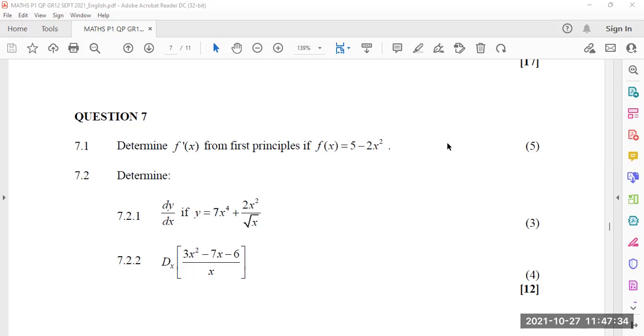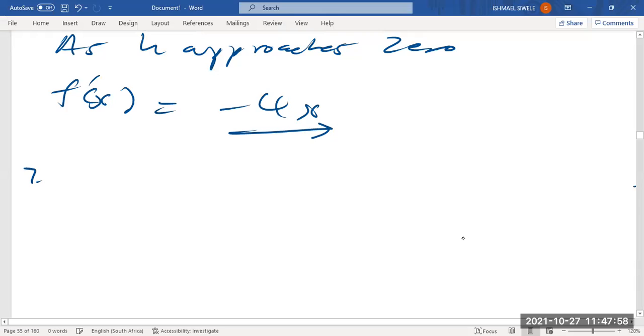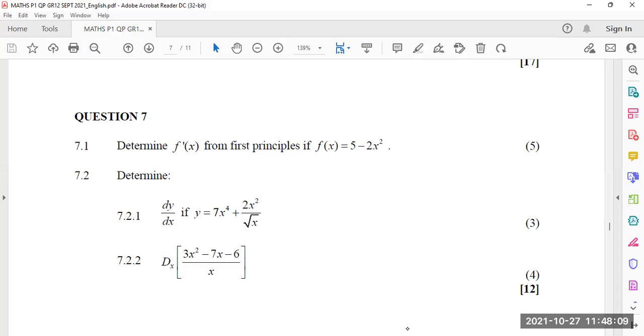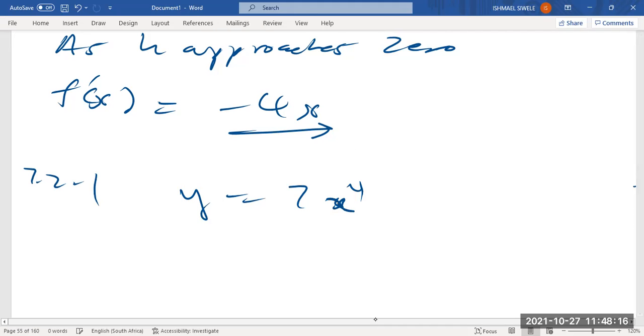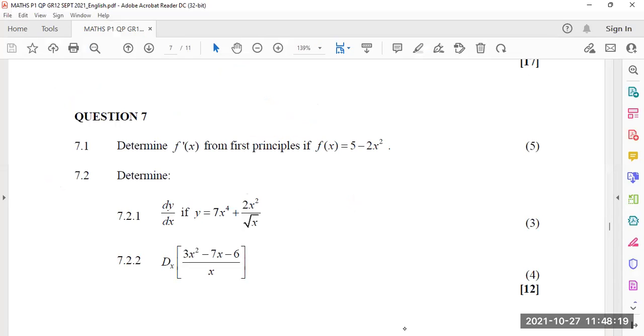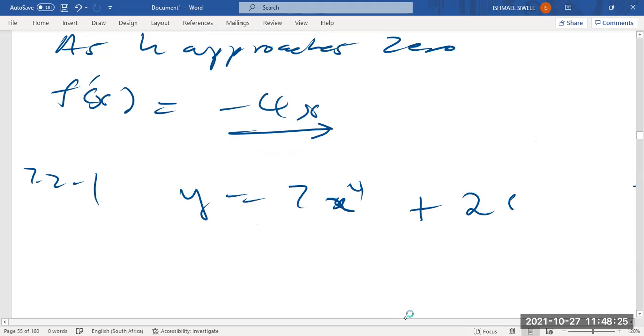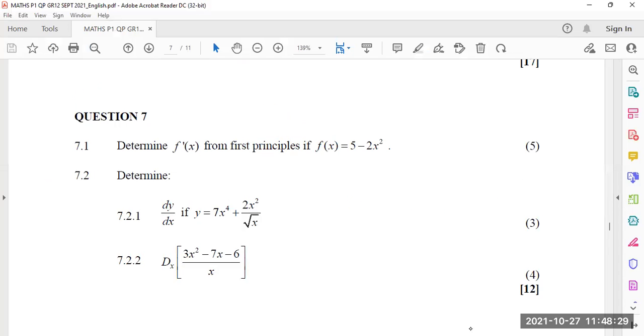So like you see, like 7.1, first principle, we are always going to get it. So now let's look at 7.2.1. Determine dy over dx if y is equal to 7x squared plus... okay, so they just want us to differentiate. So they're given y is equal to 7x squared. Is it 7x squared or 7x exponent 4? Okay, 7x exponent 4, I think. Yes. Plus 2x squared over the square root of x, right?